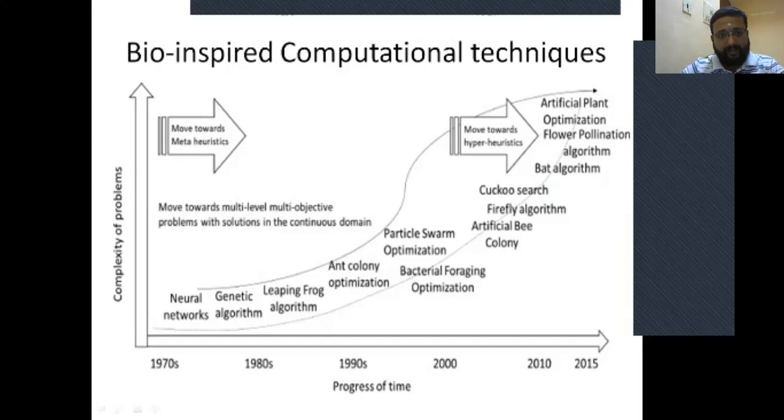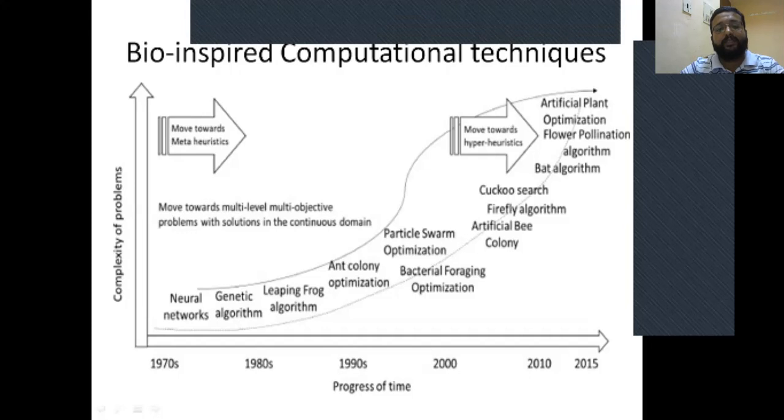But if you look at the graph, on the left side you can see the complexity of problems, and at the bottom you can see the progress of time. So you can see what happened from the 1970s up to 2015. This particular graph is up to 2015, so you can imagine the kind of advancements now.